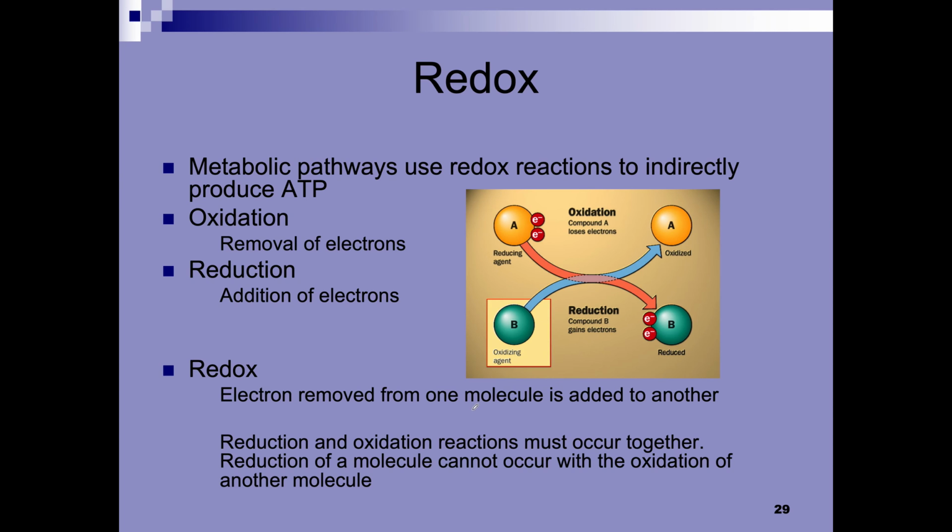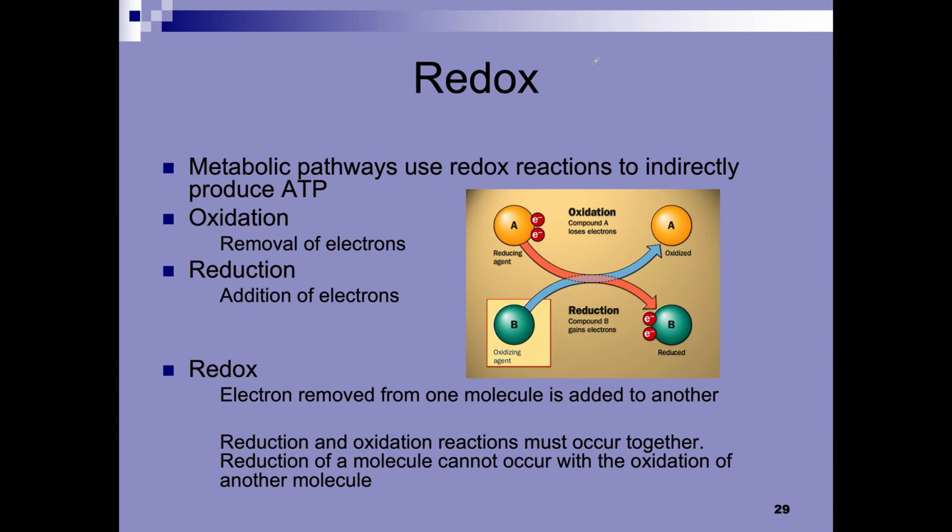Now, since electrons are such high energy subatomic particles, they must be bound to something. They're not allowed to just roam around the cell freely. They will bump into everything, create lots of different problems, and react with things. So they always have to be kind of on a leash, attached or part of a molecule. So these two reactions will always occur together. If one molecule is being oxidized, another one is being reduced.